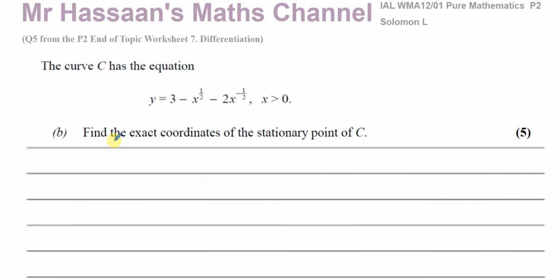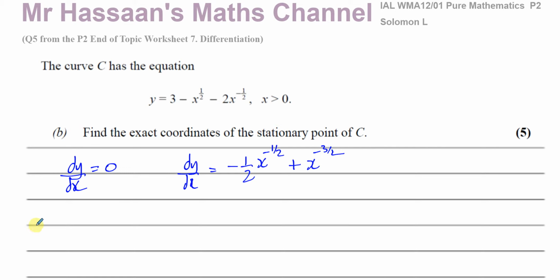It says, find the exact coordinates of the stationary point of C. Now, the stationary point of a function is where its gradient function, dy dx, is equal to 0. So if I take this equation and find dy dx, I have to multiply by the power. The 3 is dropped because the differential of a constant is 0. Multiply by the power, so it's a half times minus 1, which is minus a half. X to the power of, take 1 from the power, get minus a half. Then I have minus a half times plus 2, which is plus 1. X to the power of, take 1 from the power, get minus 3 over 2.